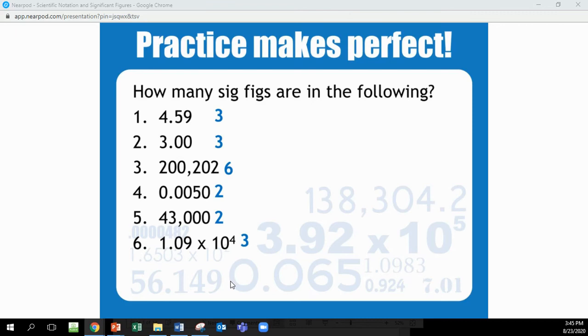When you are counting things in scientific notation, you ignore the exponent. You just look at the number. Ignore the exponent. Just look at the number. And you use the same rules. This is 3 significant figures. Quick way of figuring out how many significant figures something has, put it in scientific notation.